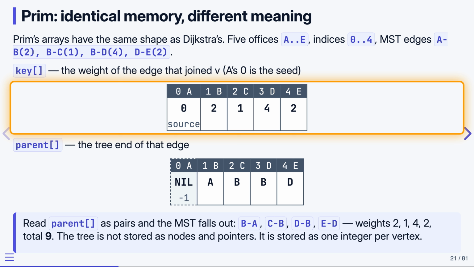Prim uses the very same shapes. We have 5 offices, A to E, at positions 0 to 4. This array is called key. Careful, because key does not mean the same thing as dist.